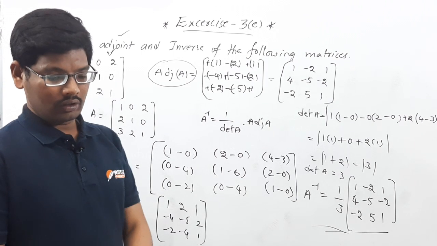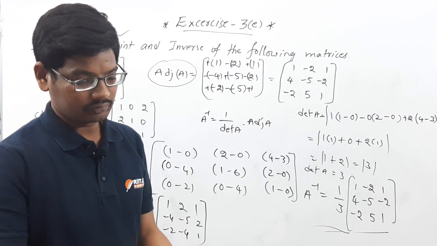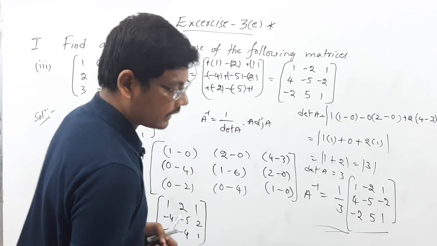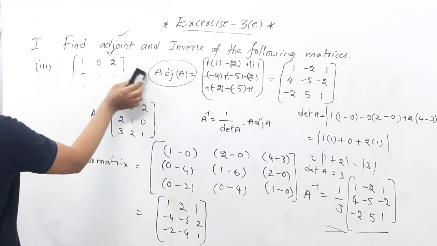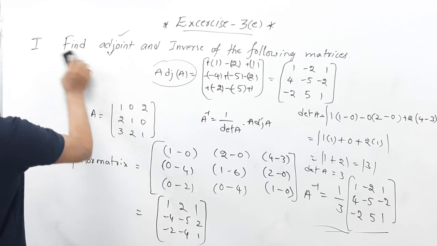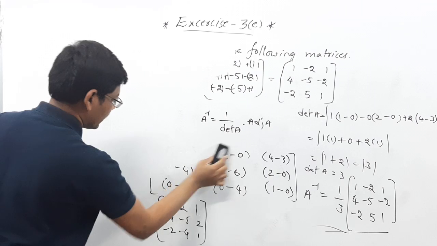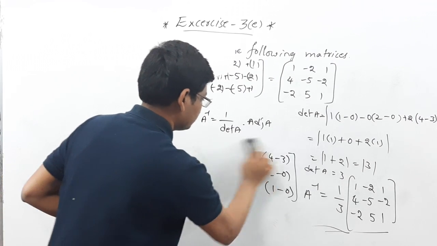And the next question is the fourth question. You can solve it on your own, and it is also one of the 3 by 3 matrices. You need to find the adjoint and inverse of the matrix here. And the next question, the second question.